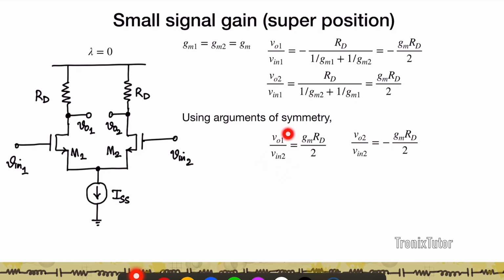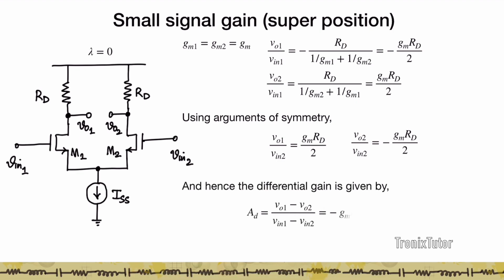And so I have VO1 by Vin2 as plus gmRD by 2 and VO2 by Vin2 as minus gmRD by 2, right? And therefore the differential gain I can define as (VO1 minus VO2) by (Vin1 minus Vin2), which is gmRD, right? And that is expected because when you apply a differential input, you see that there is a difference in the drain voltages of the two transistors, which causes the differential output to appear, and that is given by gmRD.